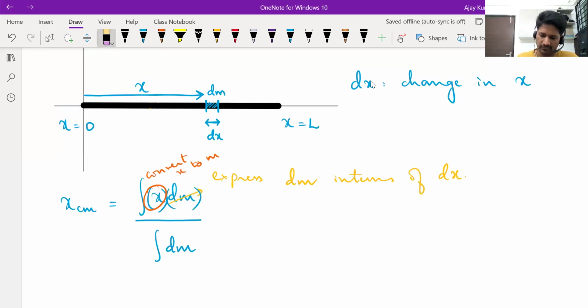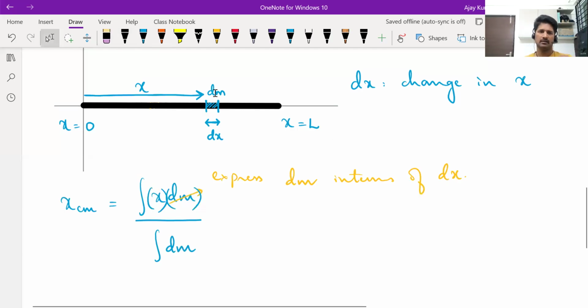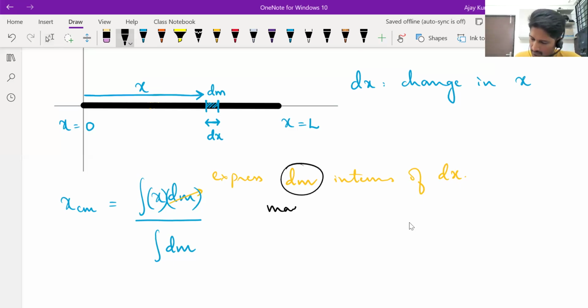Okay, but that will be difficult to do in this case. We'll not do that. But there are some situations where that also can be done. So you have to express dm in terms of dx. One of you tell me, what is dm in all this? What is the meaning of dm? Mass of dx, sir. Mass of the small element that we have considered. Okay, dm is the mass of the element, and dx is the length of the element.